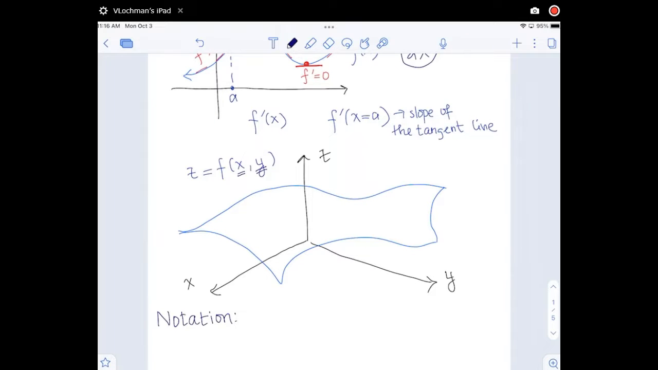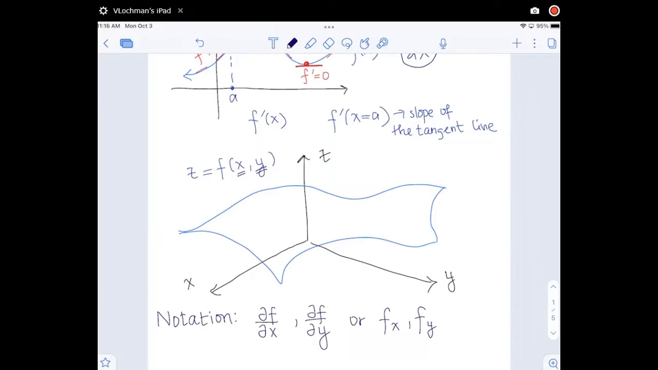So notation now will be these curly d's: ∂f/∂x, which means partial with respect to x, and ∂f/∂y. Or if you don't like that, you can also just use f subscript x and f subscript y. Either one of those is fine. I use them interchangeably, so whichever one you prefer, go with that. Now, what does that actually mean?